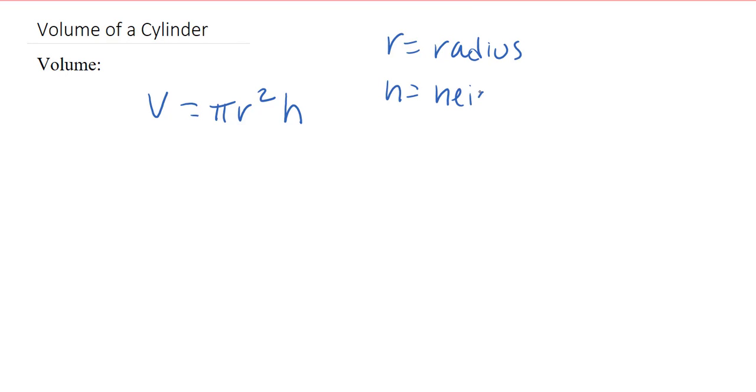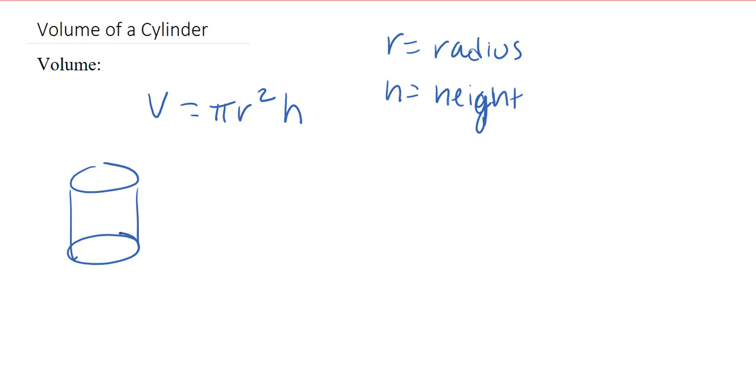Volume of a cylinder. So the volume of a cylinder formula looks something like this. It's pi r squared times height. Right, r is the radius, h is the height. Right, so a cylinder is like a soup can, right? You can think of it like that.